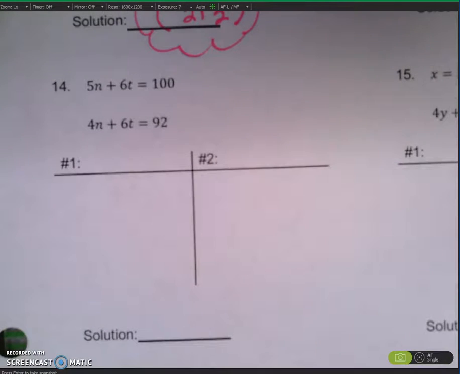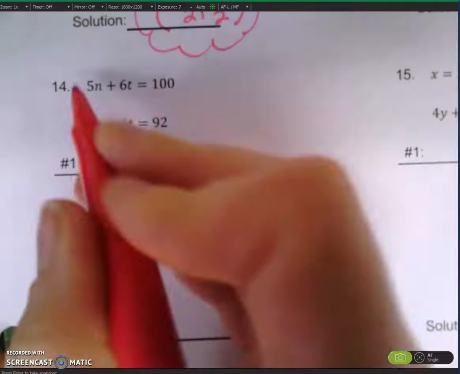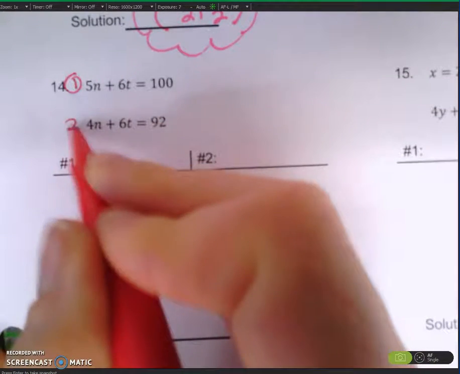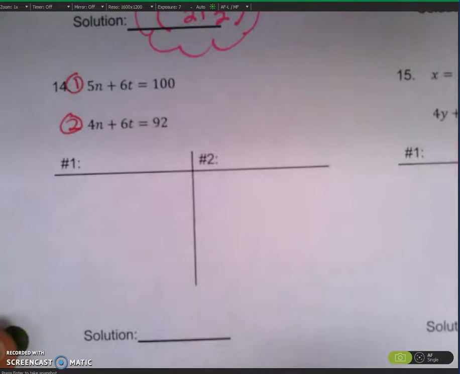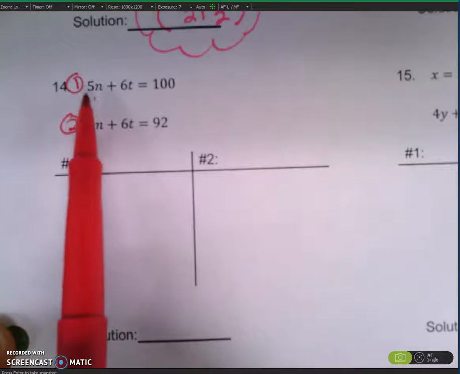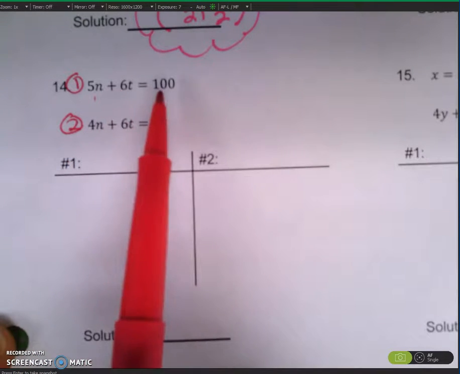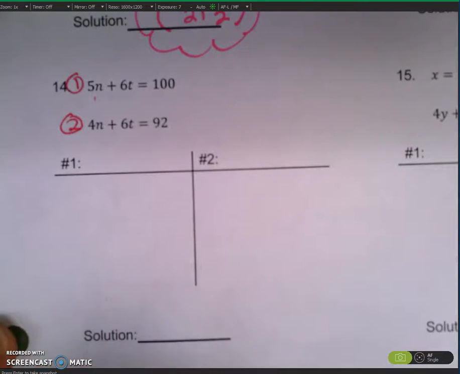Okay, so now we're going to do 14 and 15 together, and then you're going to do the rest on your own. So looking at system number 14, of course, the first thing we're going to do is number our equations 1 and 2. Now, looking at these equations, we're going to say which variable is going to be most efficient to isolate in which equation. Looking at these, I've decided to isolate n in equation 1 because when I divide by 5, I know 100 is divisible by 5.